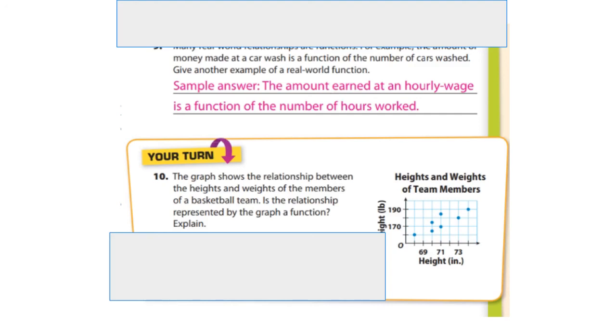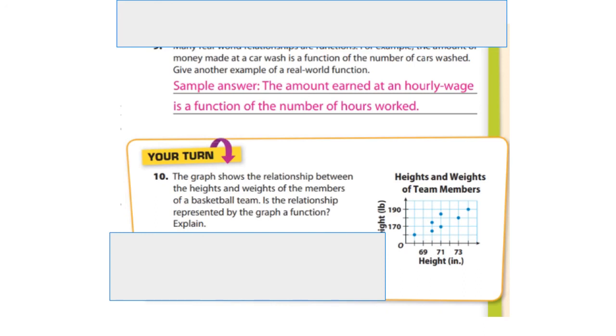Again, here's a your turn problem. So read the instructions, pause, come on back. Okay, so the graph shows a relationship between the heights and weights of the members of a basketball team. Is the relationship represented by the graph a function? Well, try your vertical line test.